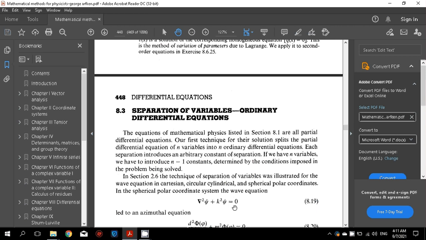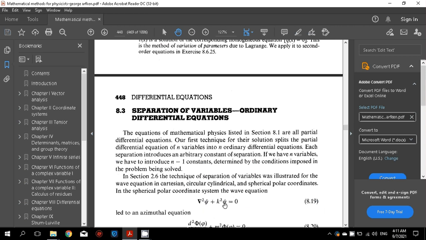Okay, so this is equation number 8.19, the most general form of a partial differential equation in physics. This equation with various values of k covers all the topics of physics.